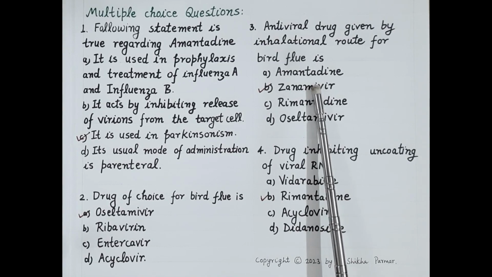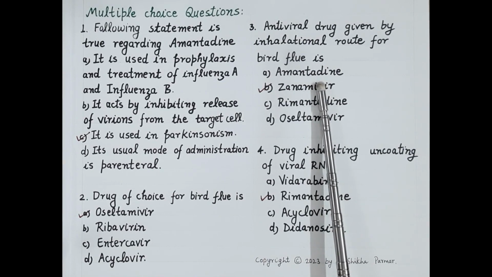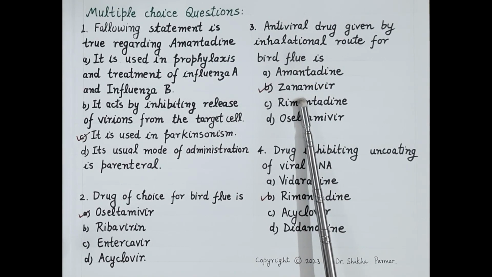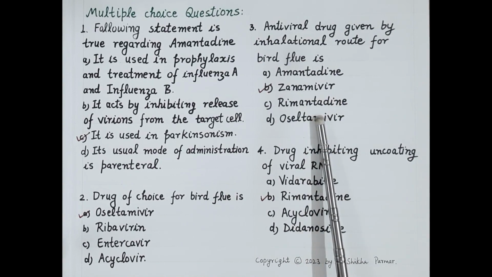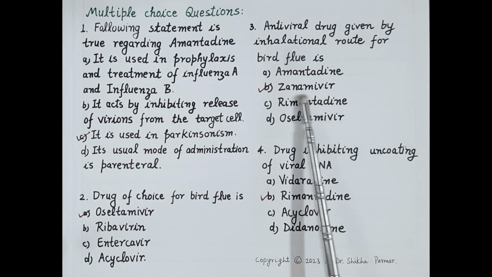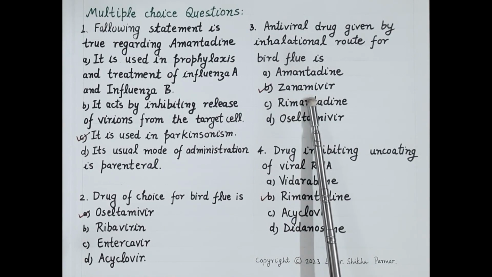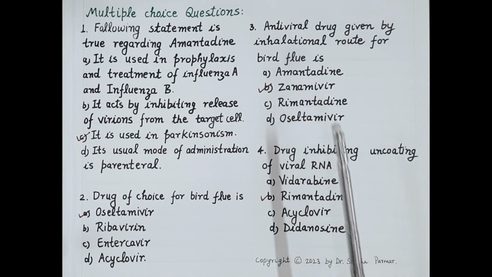So amantadine is given orally and it is used for the treatment of influenza A only. Then zanamivir is used for bird flu and it is also given by the inhalational route. So this can be the correct answer. Then the third option is rimantadine. Rimantadine is also given orally and used in influenza A. Then oseltamivir. Oseltamivir is used in the treatment of bird flu, but it is given orally and parenterally. So the correct answer is zanamivir. Zanamivir is a drug that is given by the inhalation route for the treatment of bird flu.